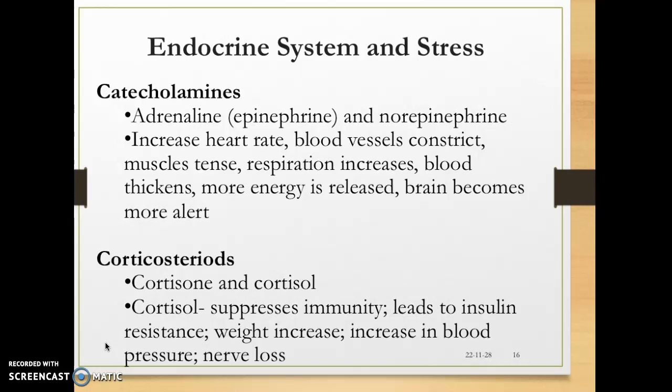During periods of prolonged stress, elevated levels of adrenal hormones, including cortisol, destroy the ability of white blood cells known as natural killer T cells, and that is concerning. All right, so we see the catecholamines, adrenaline, epinephrine, and norepinephrine, and then the corticosteroids, primarily cortisone and cortisol.